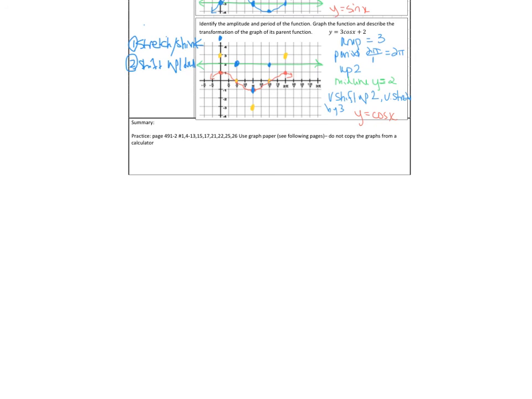Next point is going to go up 2. And my last point goes up 2. So then that is my new function, which is 3 times the cosine of x plus 2. And again, hopefully your graphs are smoother than my stylusy looking graph.